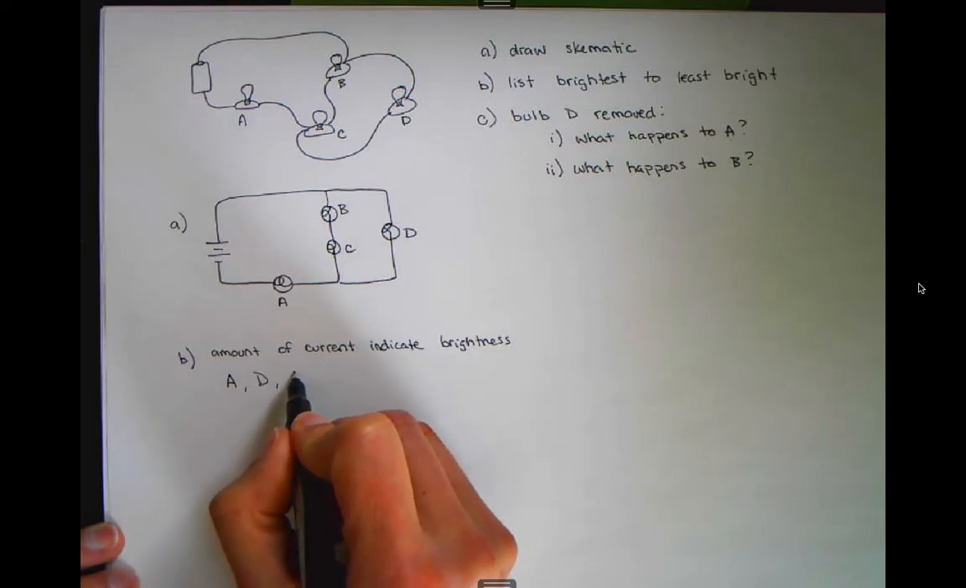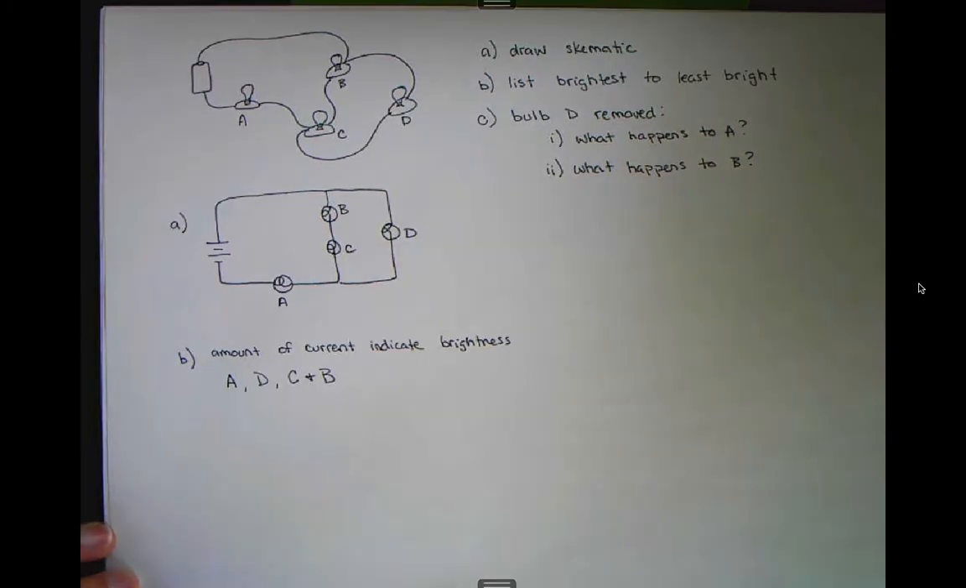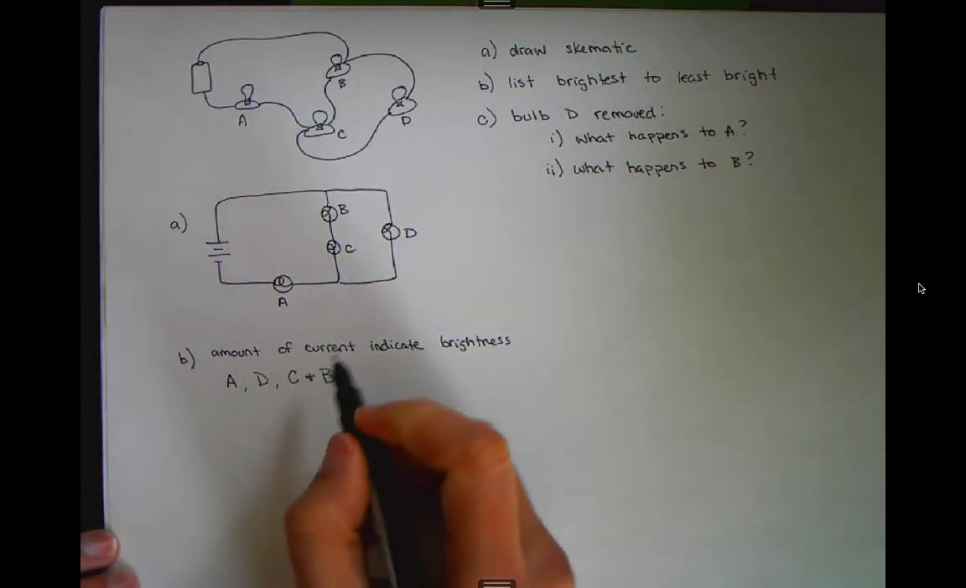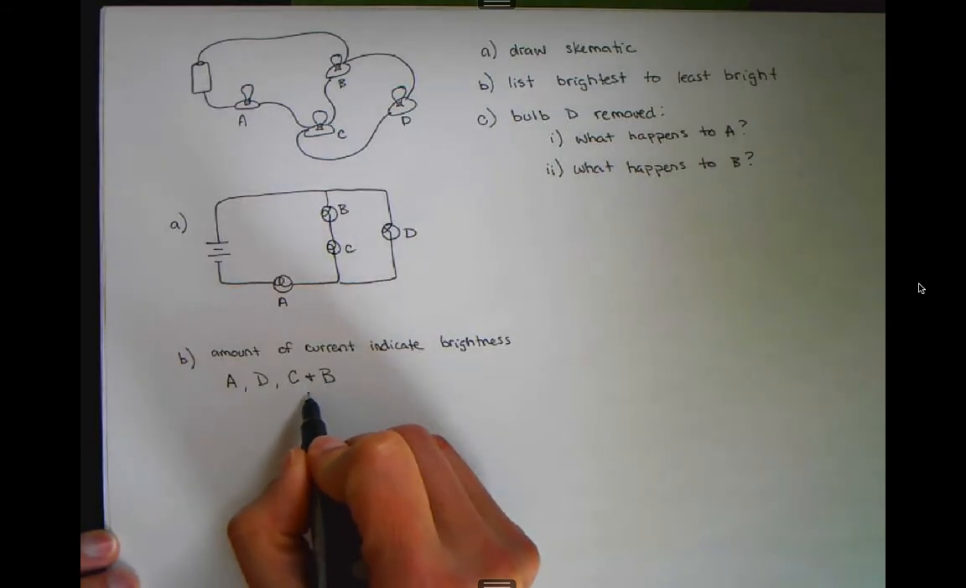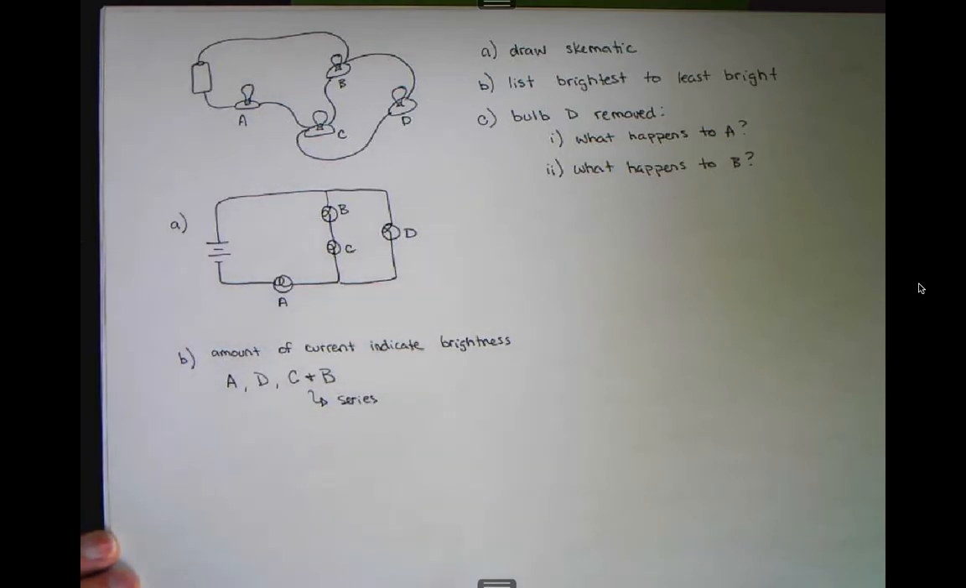And because C and B are wired in series, and the problem did say that they all had the same resistance, these will have the same brightness. These will be the same brightness because they are wired in series and they have the same current traveling through them.